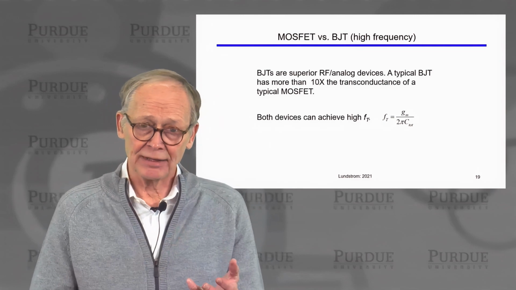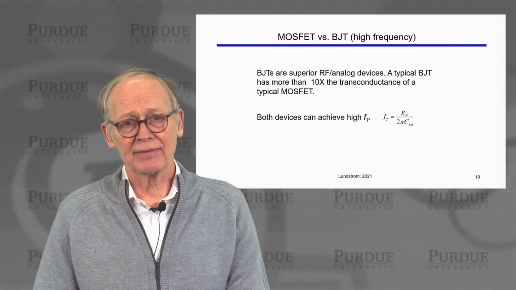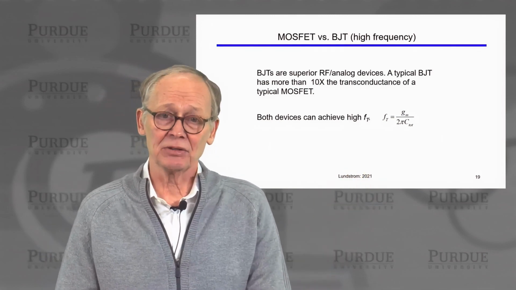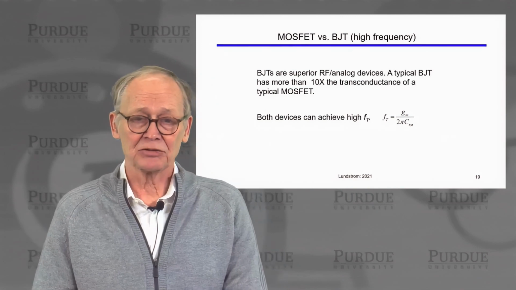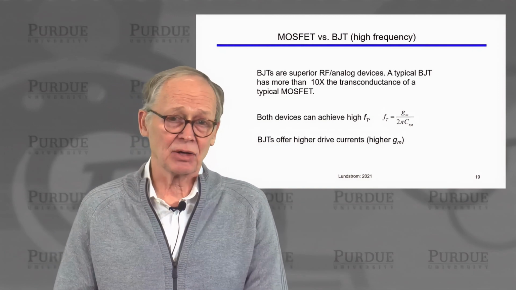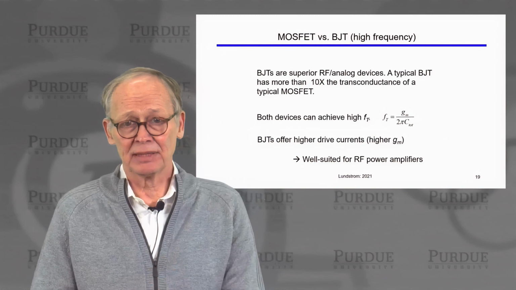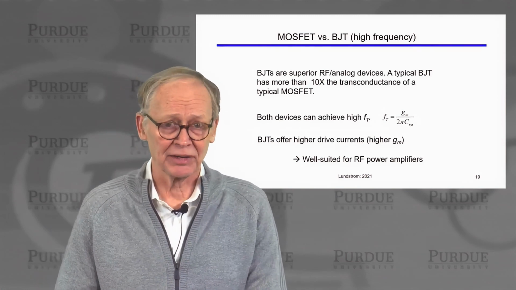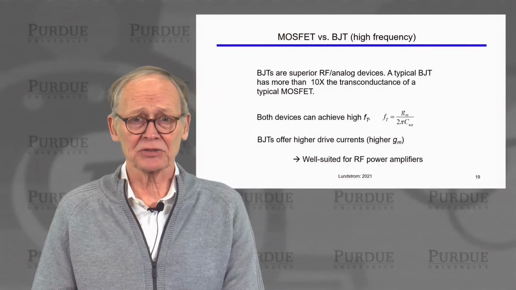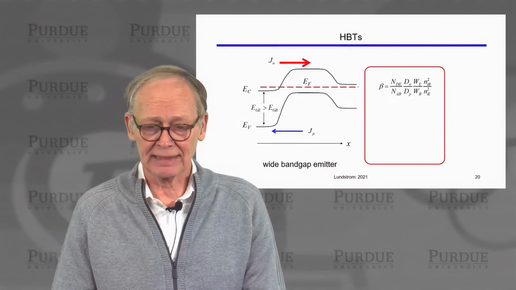So, the higher transconductance is advantageous for the bipolar, but both of them can have high speed because, as we saw earlier, the maximum frequency, the unity gain frequency, is transconductance divided by total capacitance. BJTs offer much higher transconductance, but they also have higher capacitance. So we can achieve similar speeds in MOSFETs because although they have lower transconductance, they tend to have lower capacitance as well.